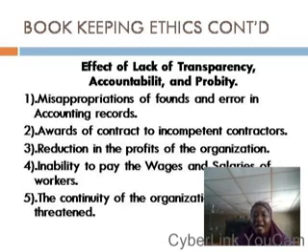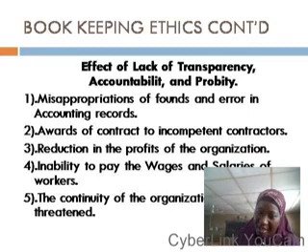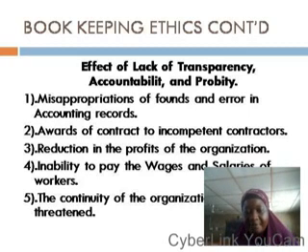Award of contract to an incompetent contractor. Yes, that is lack of transparency, accountability, and probity. Let me say honesty.